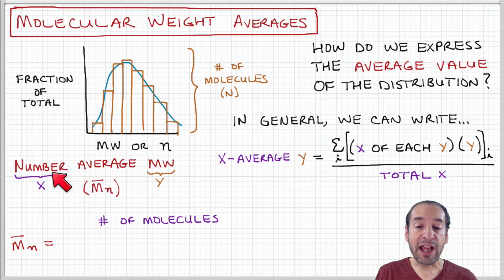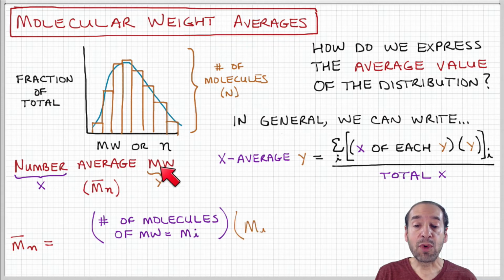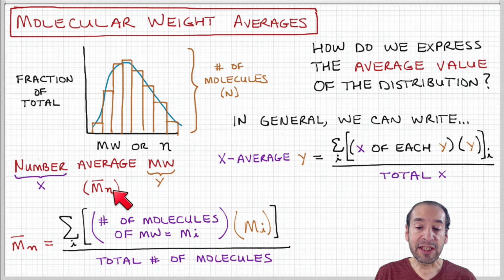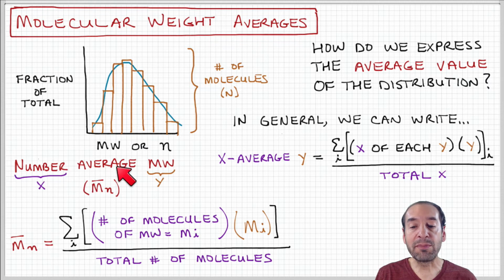So the number average molecular weight is an important kind of average that's often used to characterize these distributions. And this is abbreviated as M bar sub n. Now notice the way this is written, number average molecular weight. If we compare that to my rule here on the right-hand side, number average, so number is x, and the average molecular weight, so y, corresponds to molecular weight.